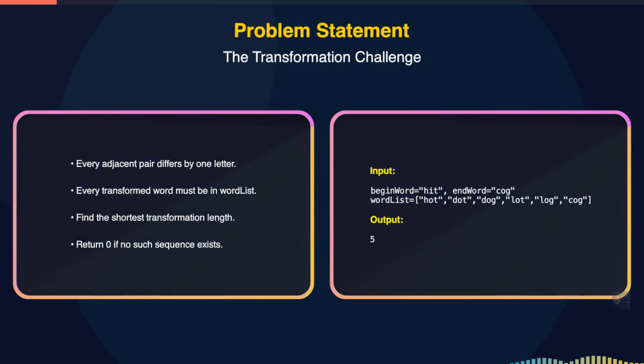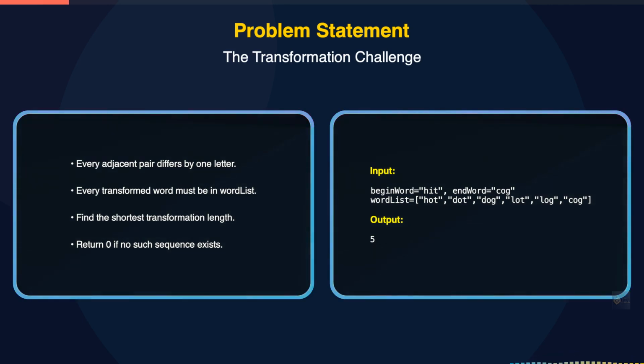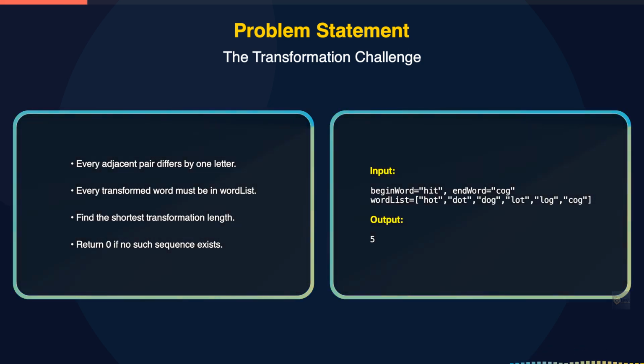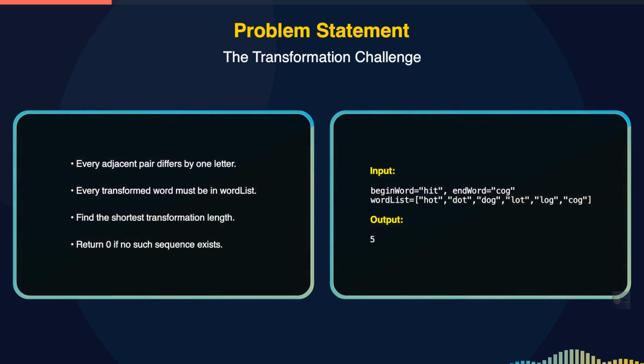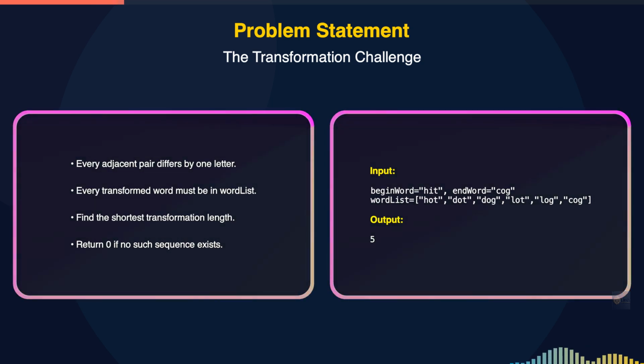We are given a begin word, an end word, and a dictionary of valid words. Our goal is to find the length of the shortest transformation sequence from the start to the end. There are two strict rules. First, every adjacent pair of words must differ by exactly one letter. Second, every intermediate word must exist in our dictionary. If we reach the end word, we return the total count of words in the path. If not, we return 0.